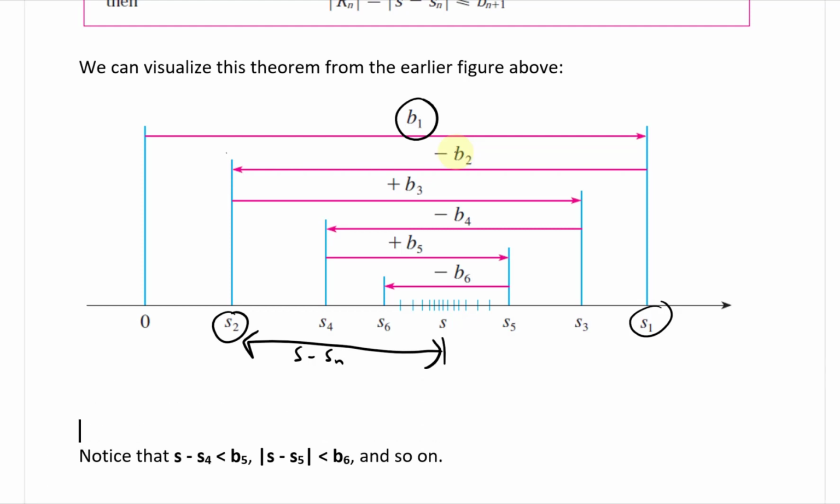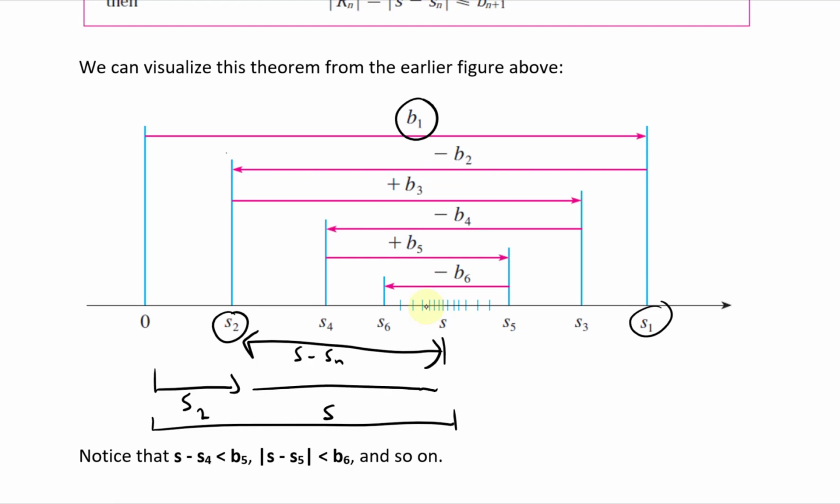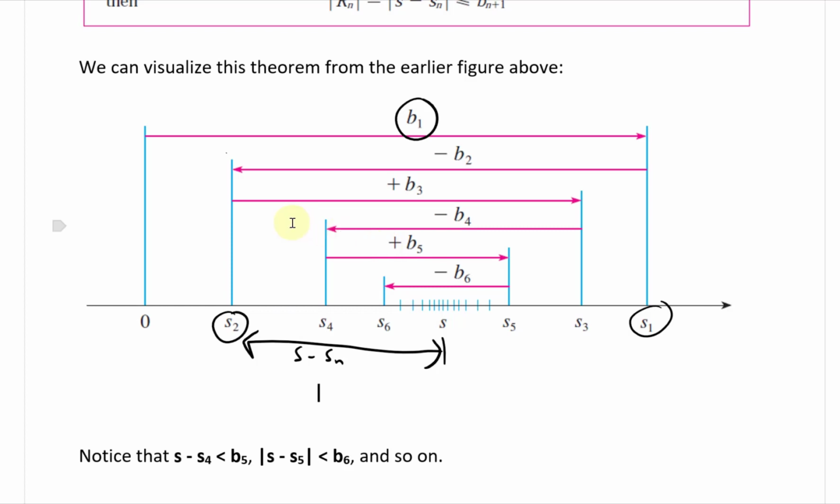From here to here is our S2. From here to here is our S, the actual sum of the infinite series. So when you subtract, you get this remainder here, R. And this remainder, S minus Sn, is always going to be less than the next term. So now if you have this plus B3 that goes all the way across here, now you have S3. From here to here is B3, so this is going to be less than or equal to B3.